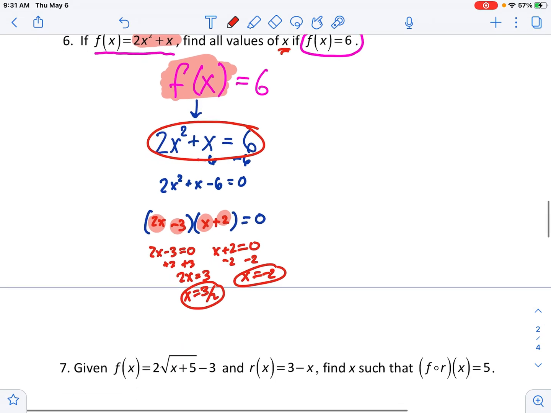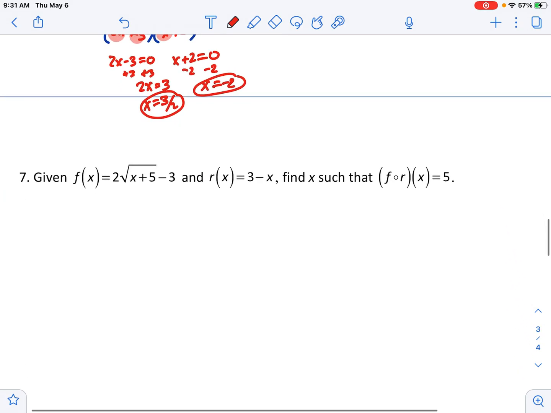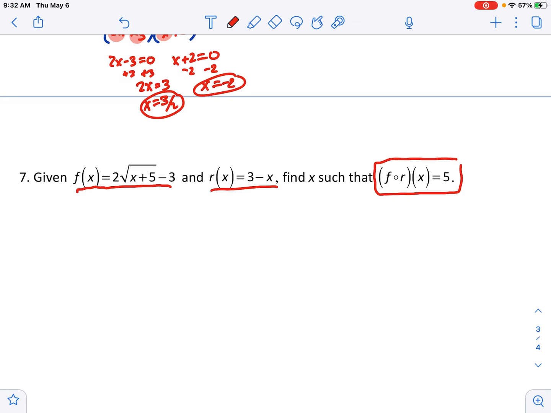All right, here we go. So notice there's two equations, there's two functions here, an f of x and an r of x. And then we want to find all the x's that make this work. So that's where I'm going to focus first. F of r of x equals 5. I'm going to forget about the equals 5 for a second. That will come back to.